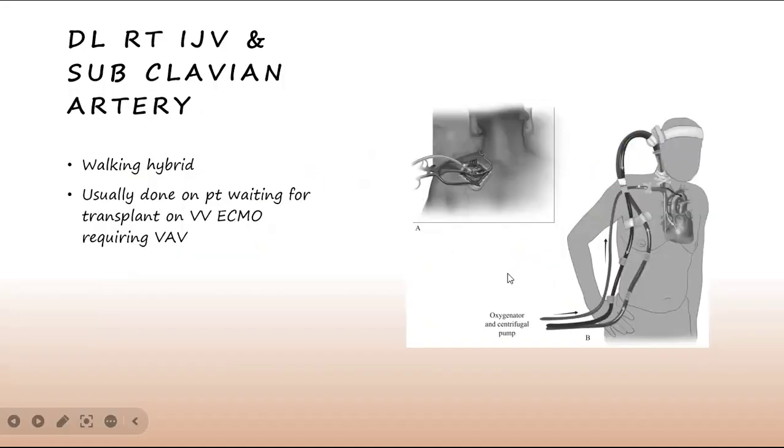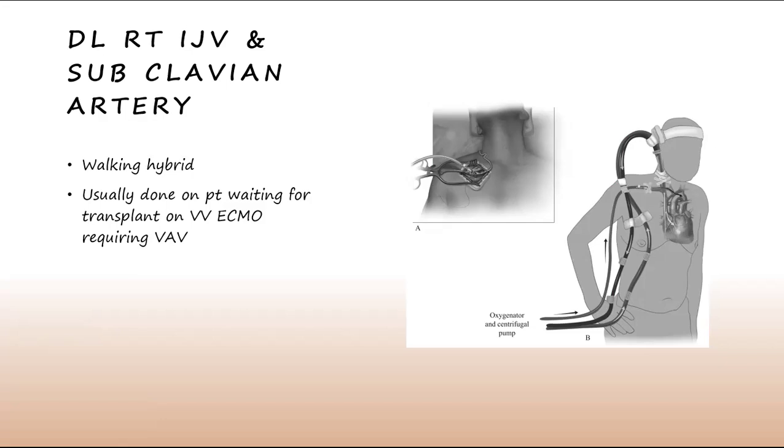So this is the double lumen right IJV and then subclavian artery cannulation, which we call a walking hybrid kind of ECMO. It is usually done in patients awaiting transplant. Say, for example, if the patient is awaiting a lung transplant or a cardiac transplant. So in those kind of situations, what we do, we use a double lumen cannula placed into your IJV that helps in the draining, and the return cannula that goes into your subclavian artery.